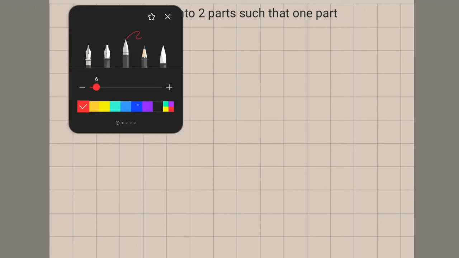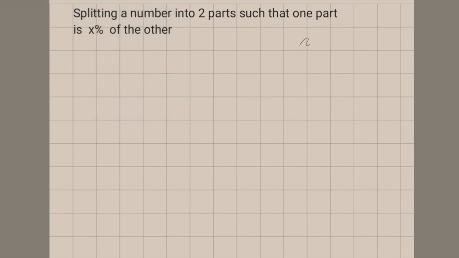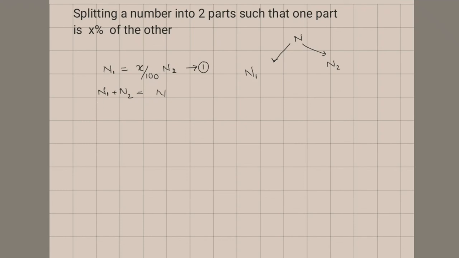Now, one more concept is splitting a number into two parts such that one part is x percentage of the other. So please do it with me. Let's say the number is n. It is split into two numbers. We need to divide a number into two parts, such that one part is x percentage of the other part. So let us divide n as n1 and n2. Given n1 is x by 100 of n2. So this is equation 1. We got one equation. What is the other equation? n1 plus n2 should be n, because we have divided n as n1 and n2. So n1 plus n2 equals n.